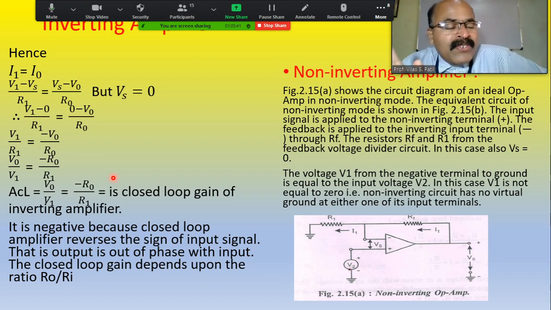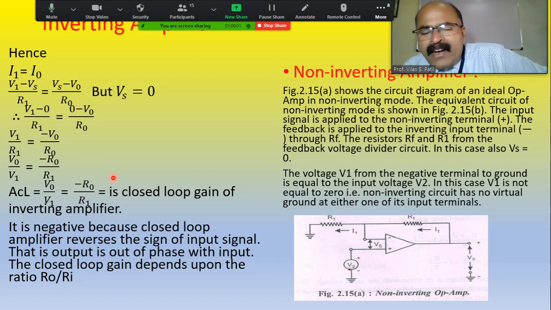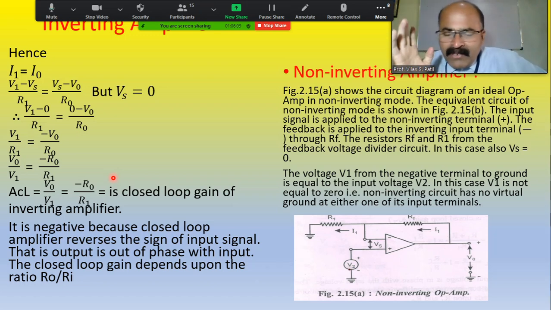It is the negative because closed amplifier reverses the sign of the input signal, that is the output is out of phase with the input, and hence the closed loop gain in case of inverting amplifier of an operational amplifier will be equal to minus R0 divided by R1. Here friends, here we complete the one application.